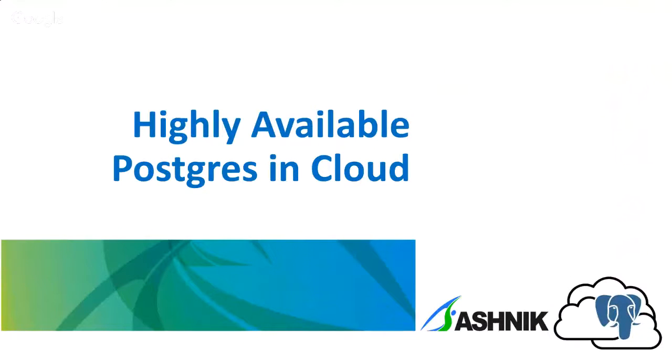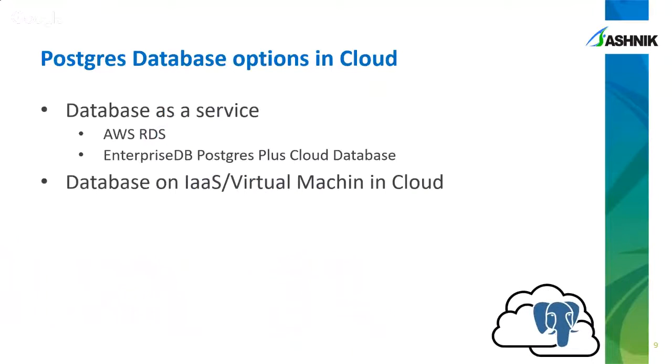Now let us come to today's agenda, where we would be talking about how to achieve high availability in cloud for your Postgres database. There are multiple different Postgres database options in cloud. If AWS is the platform that you would want to choose, you have Amazon Web Services Relational Database Service, which you might have heard of as AWS RDS. It has a Postgres option. AWS has also launched quite recently Aurora, which also has a Postgres compliant database service.